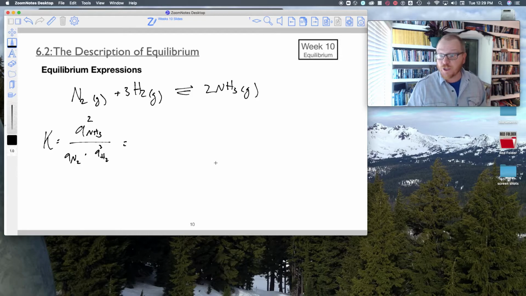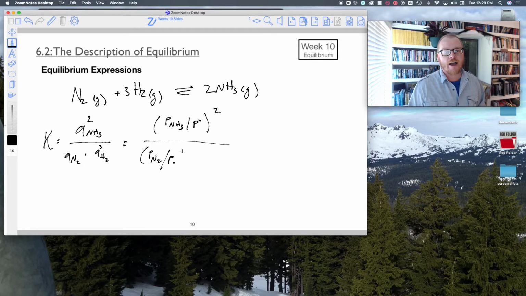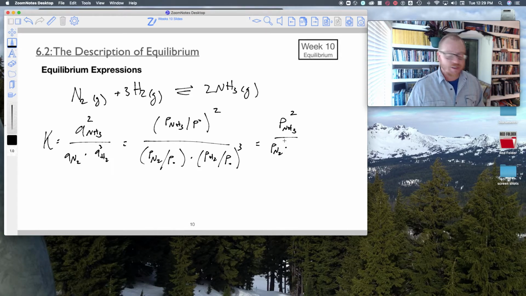And if I want to be really, really correct and precise on this, then I can write it as the following. I can say that's the partial pressure of ammonia divided by standard pressure, all squared, divided by the partial pressure of nitrogen divided by the standard pressure times the partial pressure of hydrogen divided by the standard pressure, all cubed. And when I do that, that's how I arrive at your good old-fashioned Gen Chem equilibrium expression that you would have just said is based off of the partial pressures, okay?